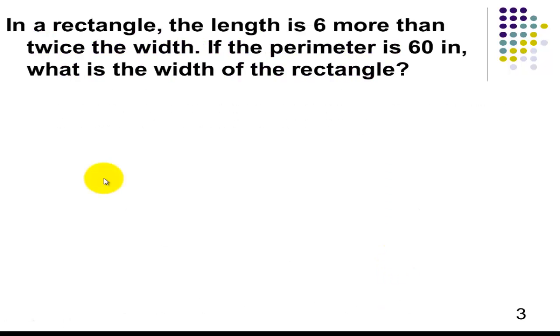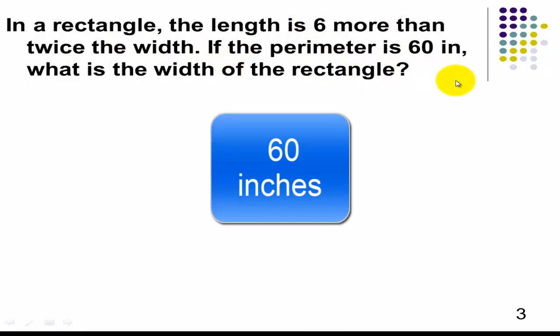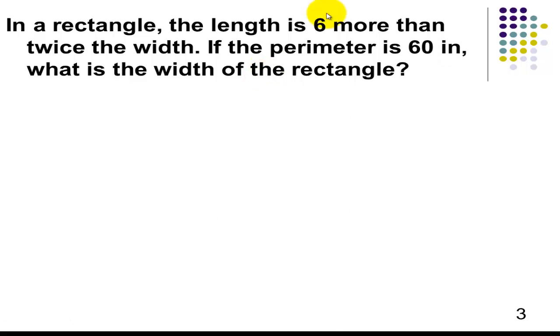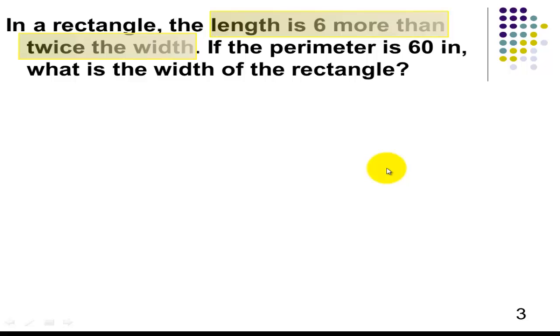Let's have our first example. Given a rectangle, the length is 6 more than twice the width. If the perimeter is 60 inches, what is the width of the rectangle? So first, what I need you to do is highlight the things that we need. We have the length is 6 more than twice the width, and then the perimeter is 60 inches.